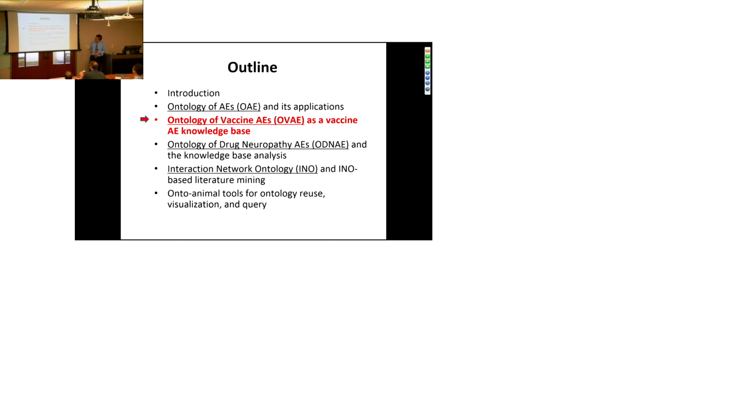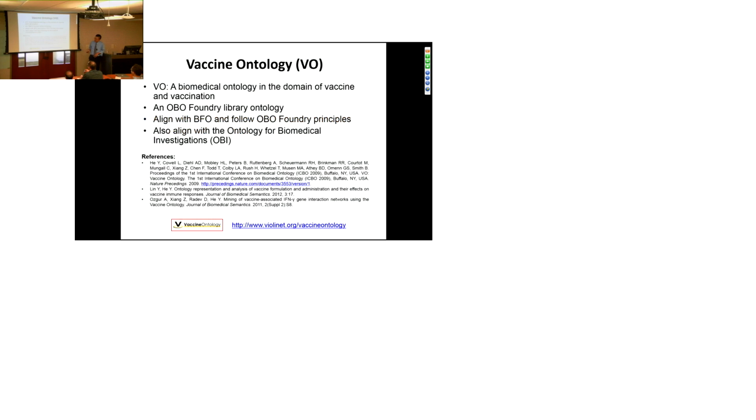Now I want to change the story a little bit to two other stories. Basically, OAE as a whole is to classify adverse events, but we can use it with other information to form a knowledge base of some specific stories by extending OAE with other ontologies, like the vaccine ontology. So we can come to the OVAE.